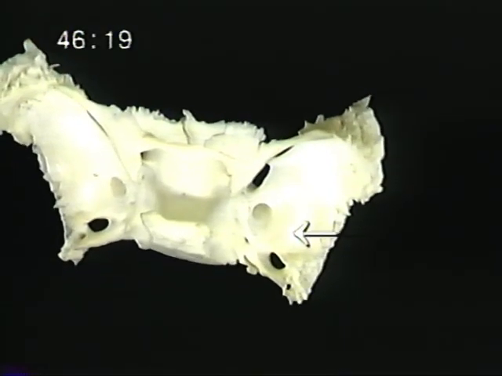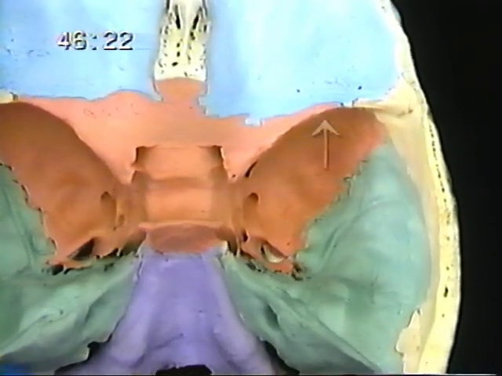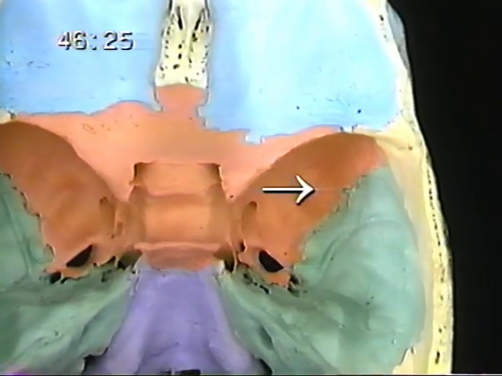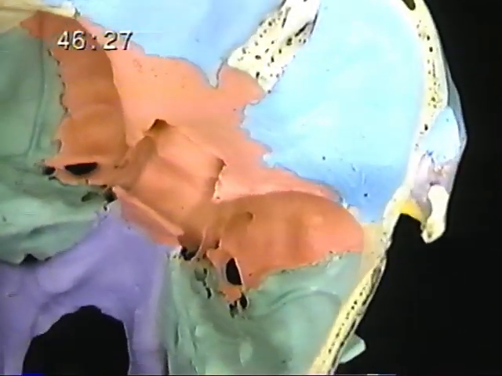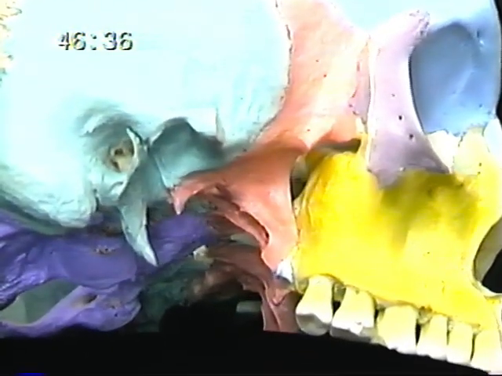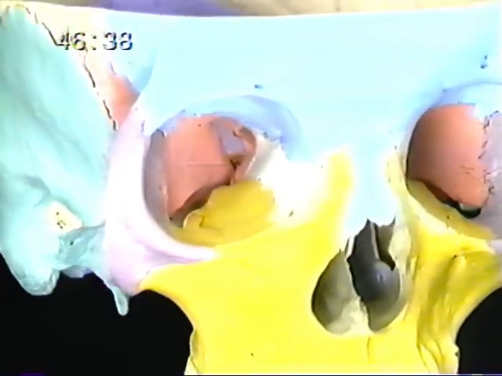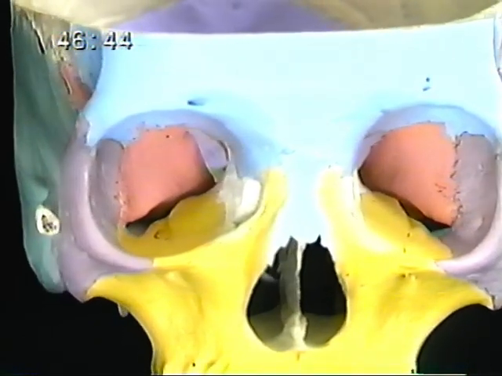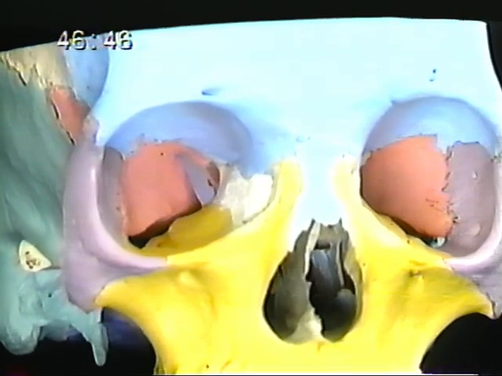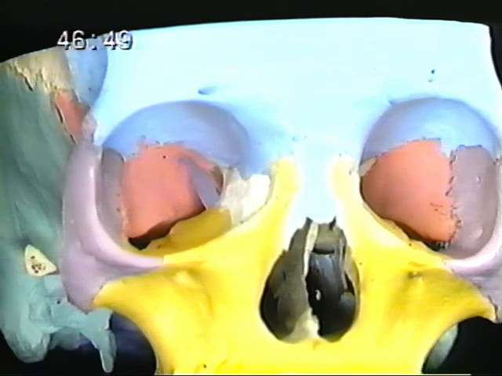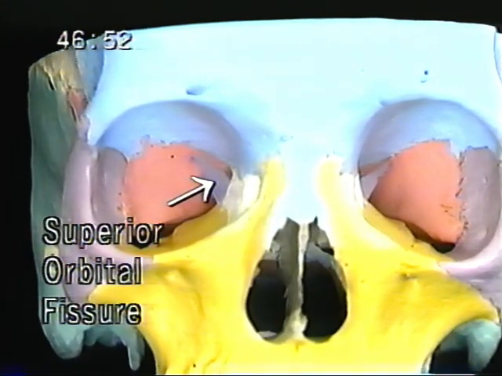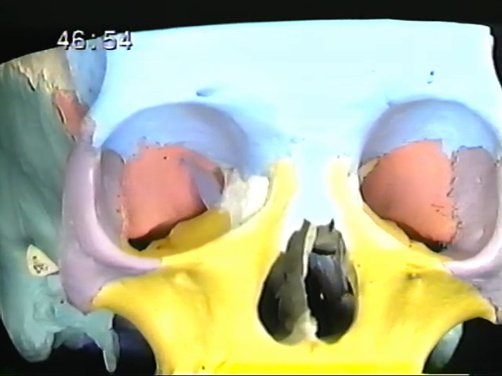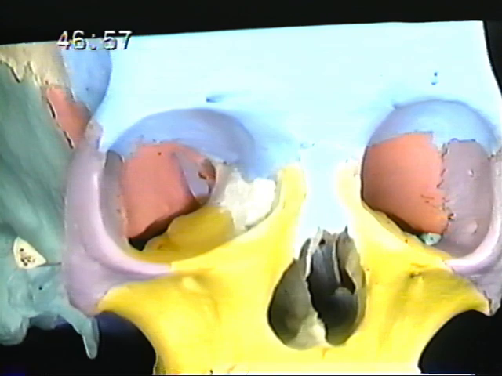The greater wing of the sphenoid forms the front wall and part of the floor of the middle cranial fossa. On the outside, the greater wing forms this part of the temporal and infratemporal fossae, and it also forms this large part of the lateral wall of the orbit. The greater wing and the lesser wing are joined here, but more medially they're separated by this triangular gap, the superior orbital fissure, which forms a large opening between the orbit and the inside of the cranium.